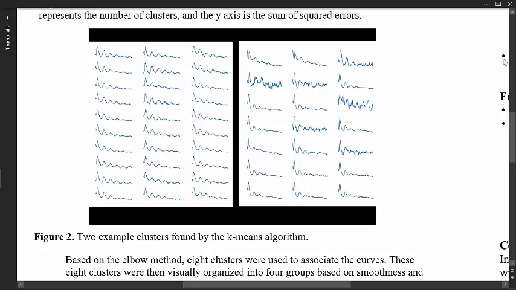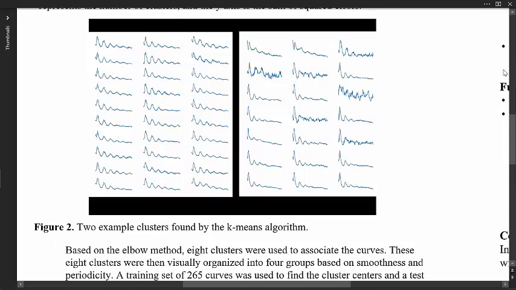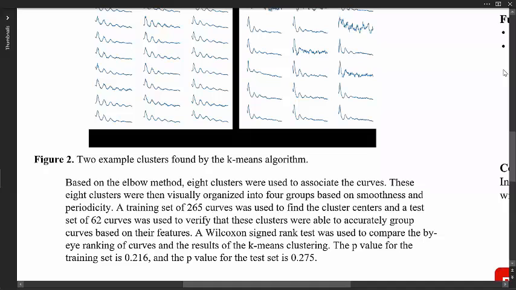example clusters. What we wanted to do next was determine how well the k-means algorithm worked in matching our by-eye ranking of these curves. To do this, we developed a training set of 265 curves, which was used to find the 8 clusters in the 4 groups, and a test set to generalize the results of the k-means algorithm. Each set was compared to a by-eye ranking of these curves using a Wilcoxon signed rank test. We found a p-value of 0.216 for the training set and a p-value of 0.275 for the test set.